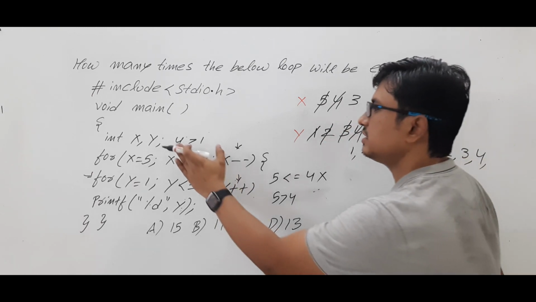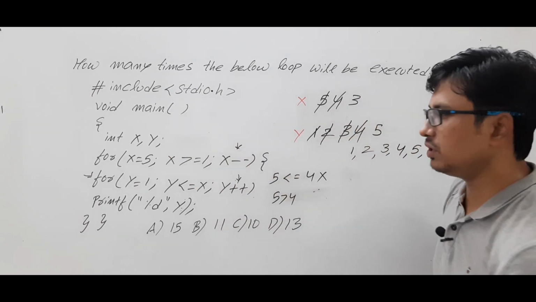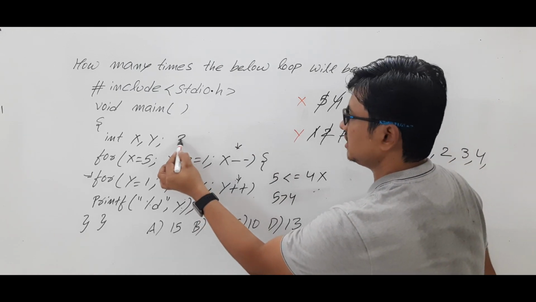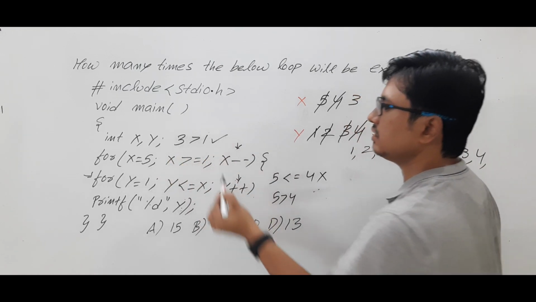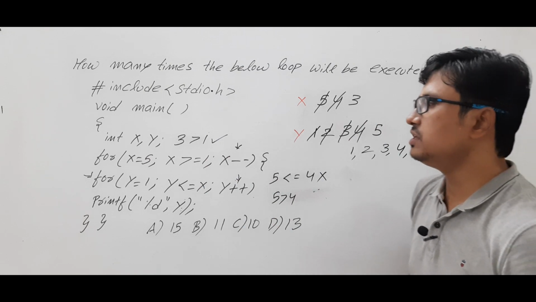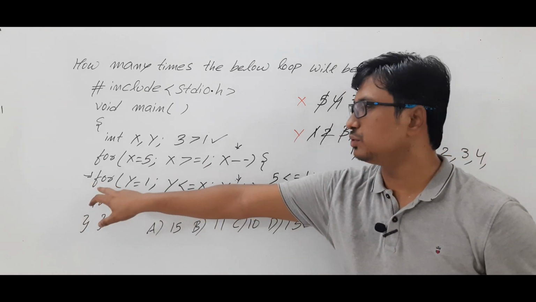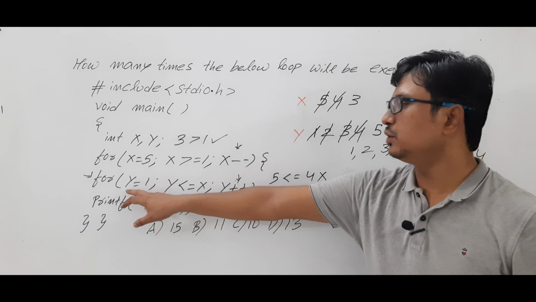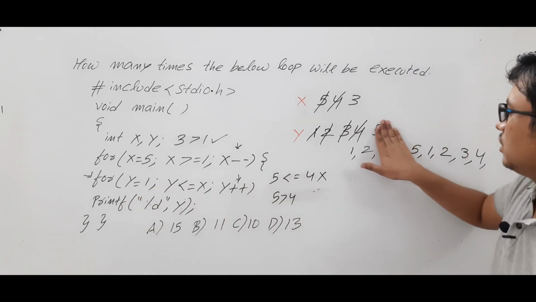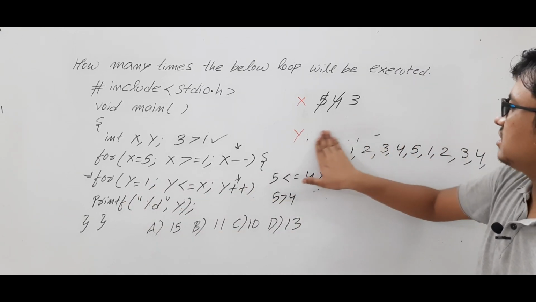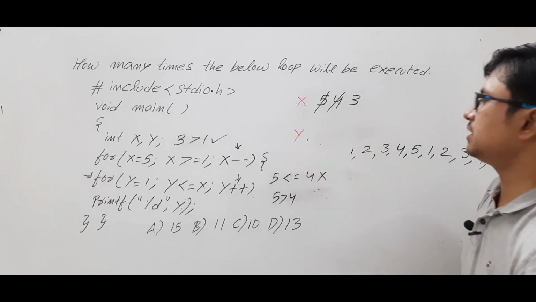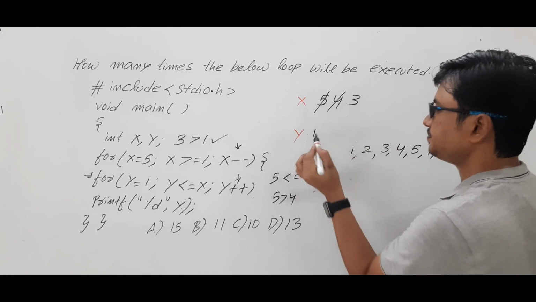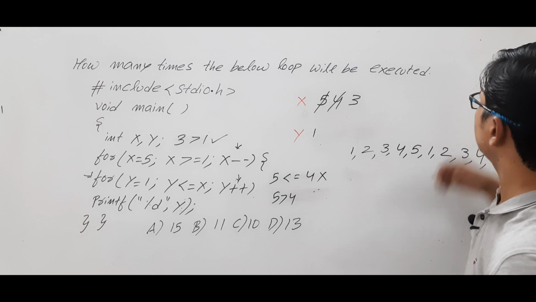Again you will check the condition. X greater than or equal to 1. X value is 3. 3 is greater than 1. This condition is true. So again you will go to the inner for loop and you have initialization as y is equal to 1. So y value was previously 5. Now it will be updated to 1. Okay. Are you able to understand?